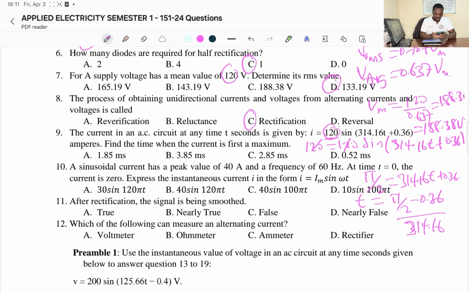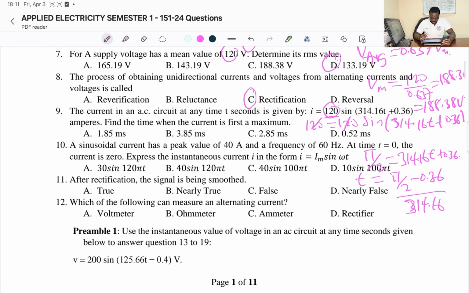We have pi over 2, right? Then minus 0.36. So we have this divided by 314.16. So we get 1.56, 1.57.